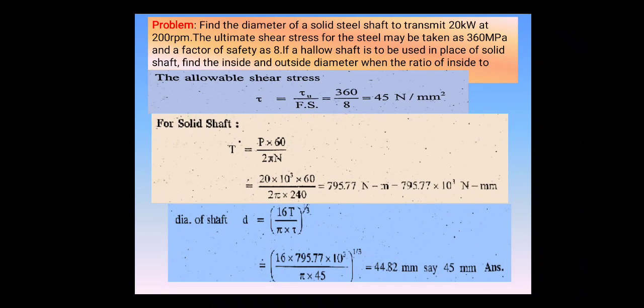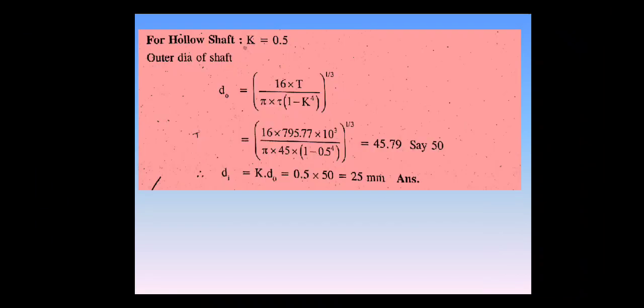Similarly, another diameter we need to find, that is for the hollow shaft. Also one condition is given, K value 0.5. With the help of that we need to find the outer diameter as well as the inner diameter of that hollow shaft. So you have to remember these formulas. dO is equal to 16 into capital T divided by pi into tau into bracket 1 minus k raised to 4, and the whole raised to 1 by 3. This will give the outside diameter.